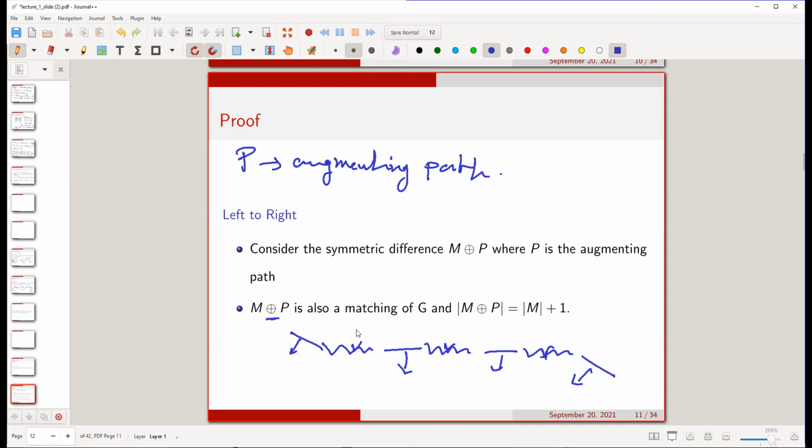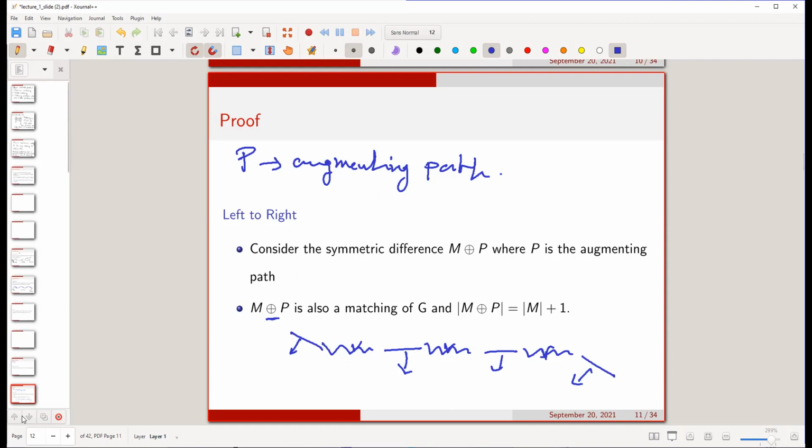Okay, and when you take the symmetric difference, basically we are removing the edges that are currently matched in P from the matching, and we are adding the edges in P that are currently not matched. Okay, in this way we can get a bigger matching.